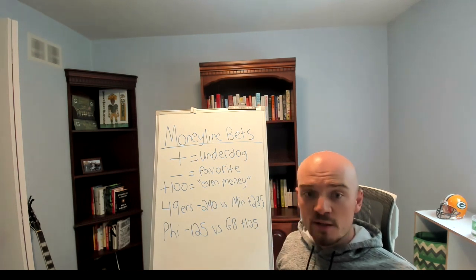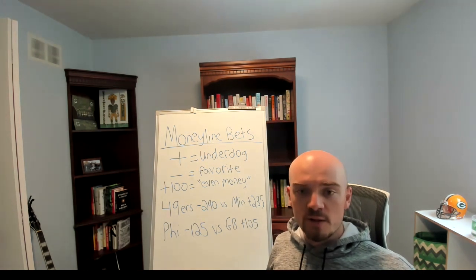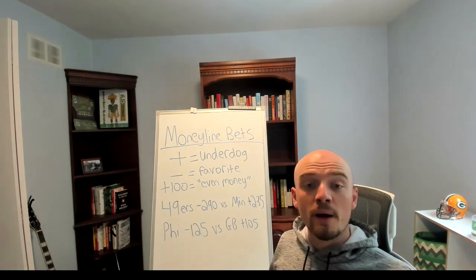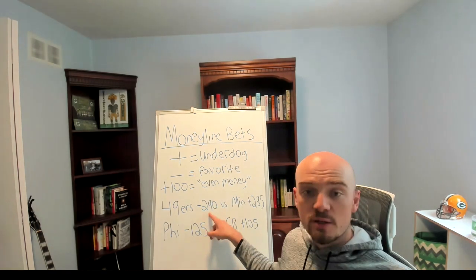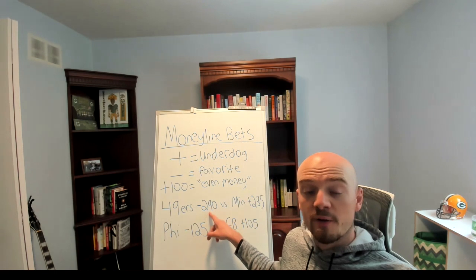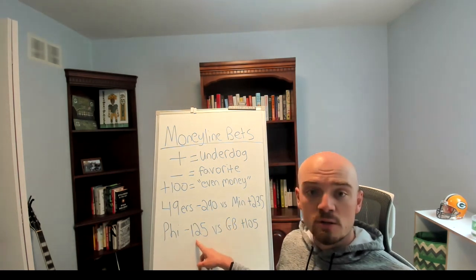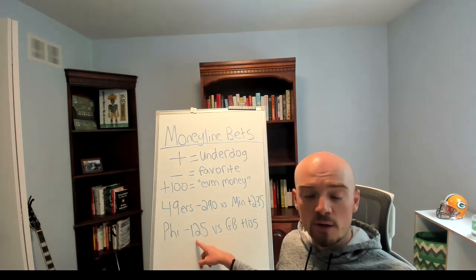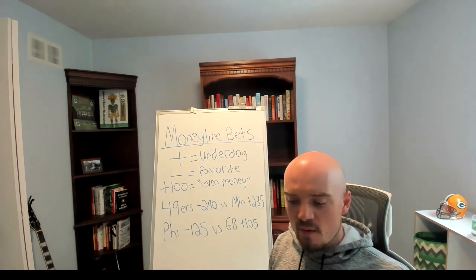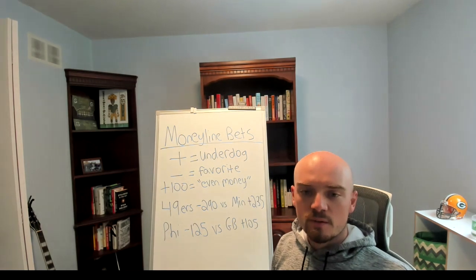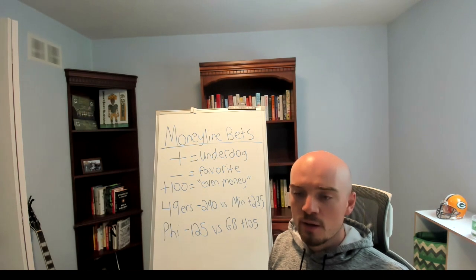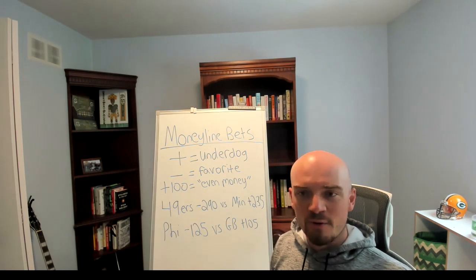The easiest way to think about odds for favorites is how much you'd have to bet to win $100. So in this scenario, you'd have to bet $290 to win $100, which means they're a pretty big favorite. Whereas the Eagles, you'd only have to bet $125 to win $100. So the math is a little bit harder to scale there, to figure out okay, well, if I bet $10, what would I win? It's not as easy as the math for the underdogs.